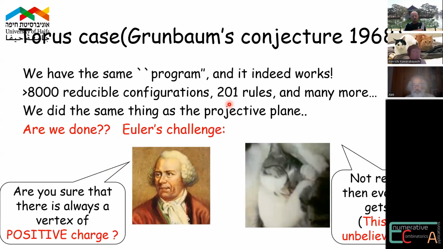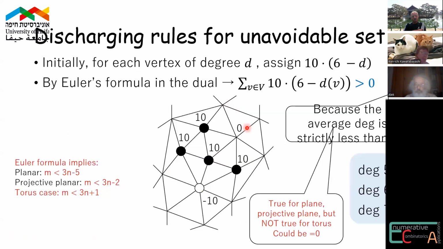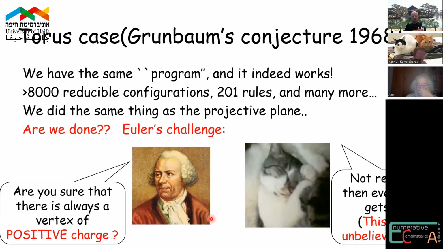So we have a challenge by Euler from the 17th century. What he asked us is the following. Are you really sure that there's always a vertex of positive charge? Keep in mind, what we show by using the discharging method is that there is a positive vertex, and nearby the positive vertex, you can find a reducible configuration. That is the main theorem that we did. Euler asked us, are you sure that there's a positive vertex?